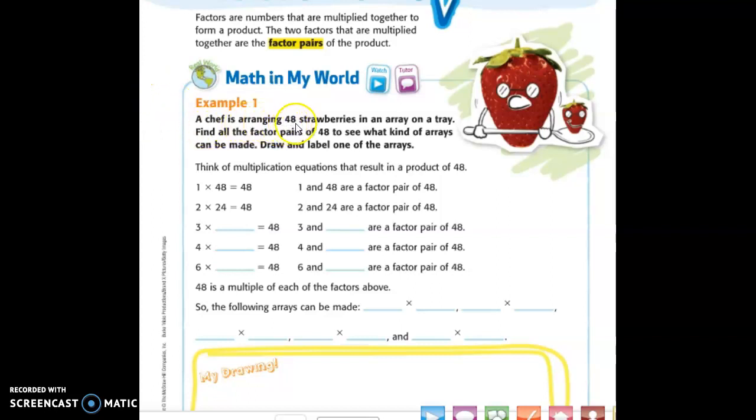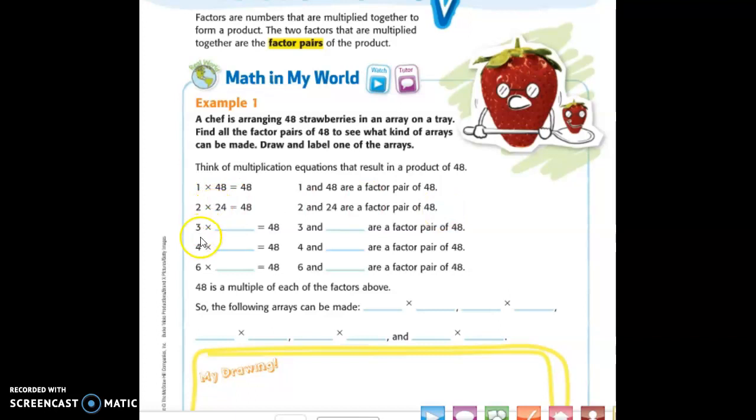A chef is arranging 48 strawberries in an array on a tray. Find all the factor pairs of 48 to see what kind of arrays can be made. Draw and label one of the arrays. So we're thinking of multiplication equations that can result in a product of 48. So you'll see all of them equal 48, and that makes 48 the product, and all the numbers being multiplied the factors. So they've already given us 1 times 48, 2 times 24, and it says 2 and 24 are a factor pair of 48.